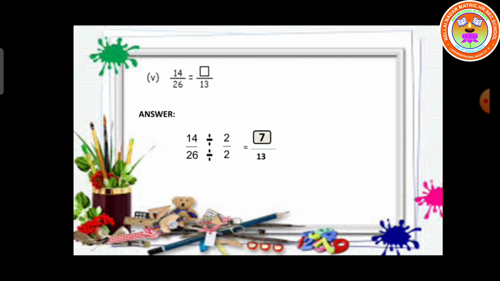14 by 26 is equal to, one blank box. In the down, 13. What is divided with 26? We will get 13. As we know, 13 2s are 26. Students, you know the division fact, right? What is divided with the number, that number, if you multiply, means you will get that product, right? So see, what is divided with 26? We will get 13, 2. When you multiply 13 into 2, we will get 26. Yes? So the same 2 has to be divided with numerator 14. We will get the answer of 7 by 13.